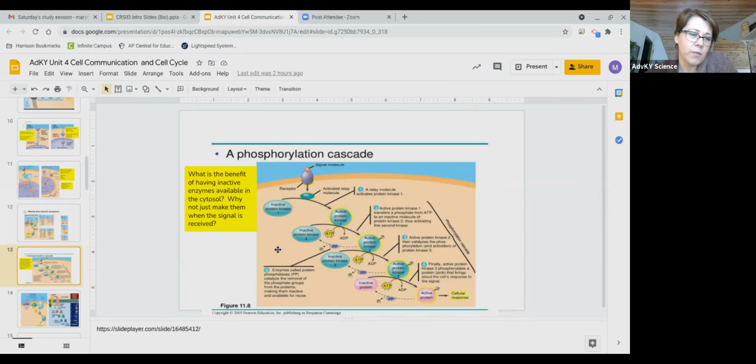And one other question that I feel like I've started seeing: what do you think the benefit is of having these inactive enzymes already hanging out inside of the cell, rather than going through transcription and translation when the signal is received? So what would be the benefit of having proteins already produced and hanging out in the cytoplasm? If you'll go to chat and tell me why you think that's a benefit.